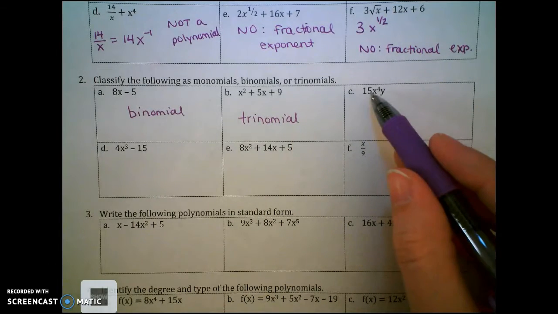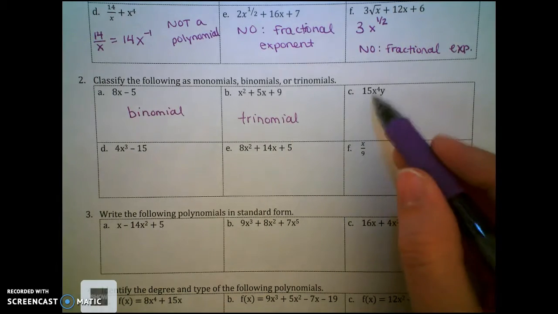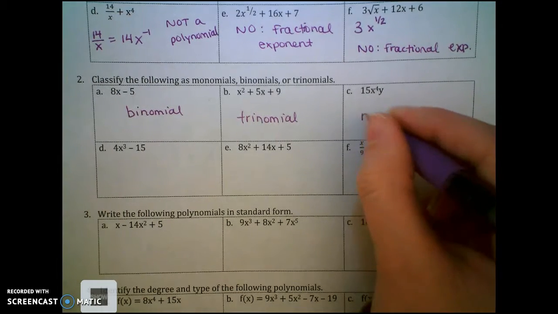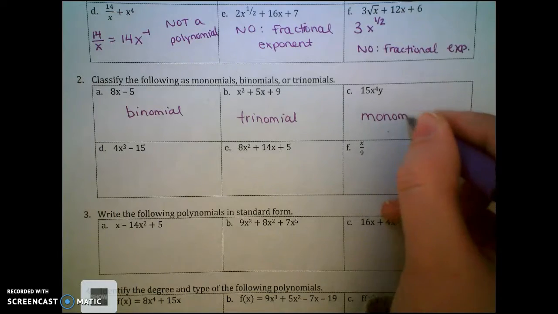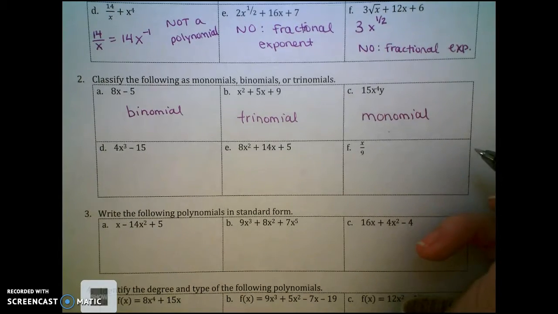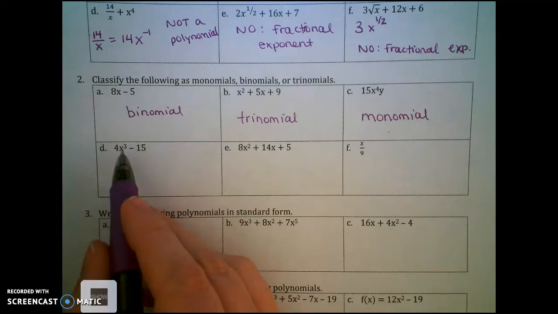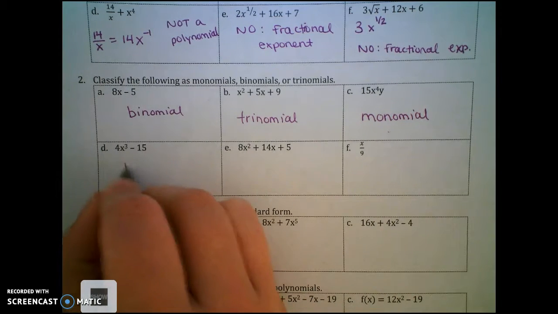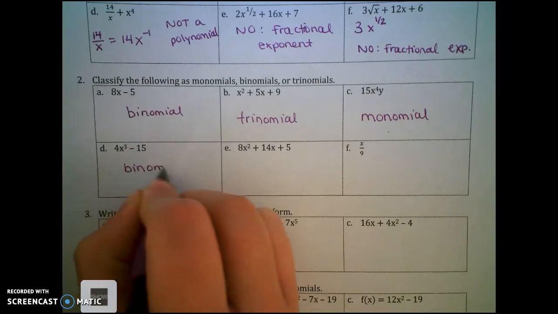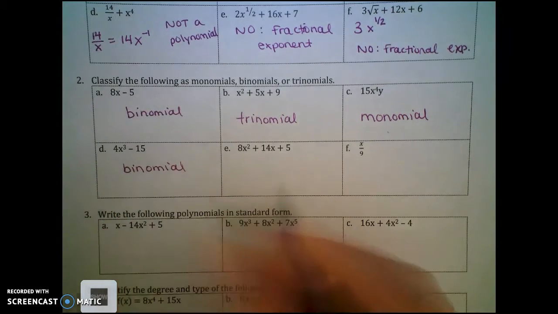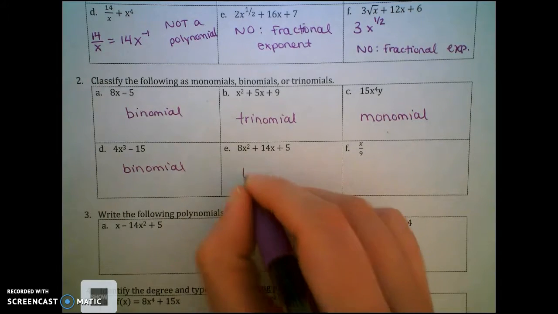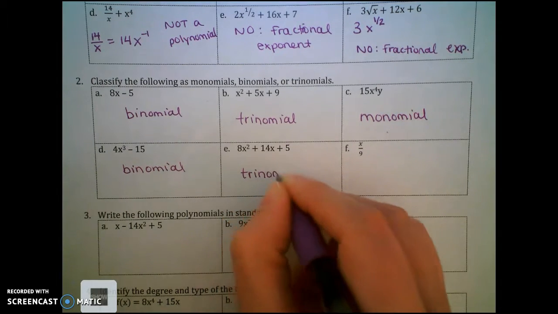Here we have several numbers, but they're all combined through multiplication. So we only have 1 term. That gives us a monomial. Here, again, we have 2 terms separated by subtraction, so we have a binomial. Here I have 3 separate terms, so I have a trinomial.